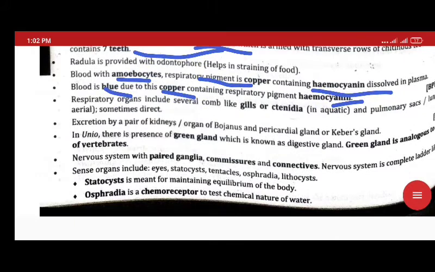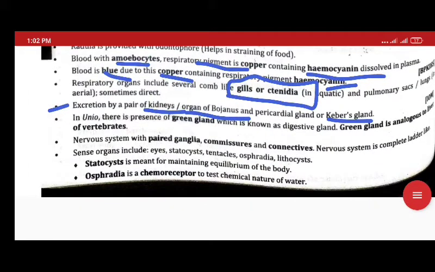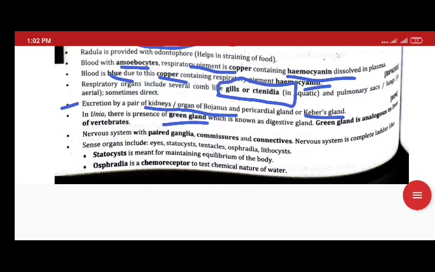And the respiratory organ here is gills or ctenidia. This ctenidia is the main point to remember here: gills or ctenidia, and the pulmonary sac also. The kidney is given for excretion, the organ of Bojanus. This is also important. Or you can also say Keber's gland. Now the green gland is known as the digestive gland.